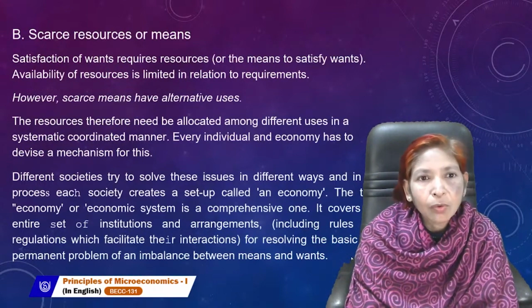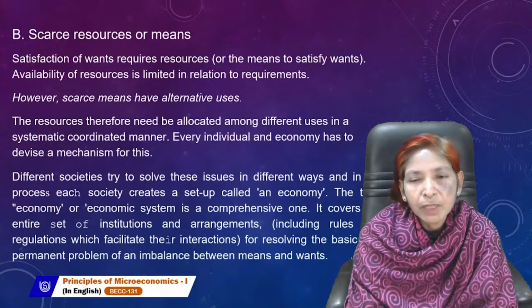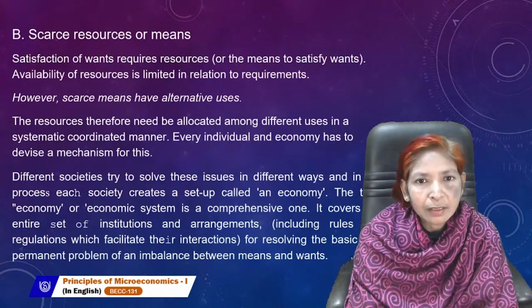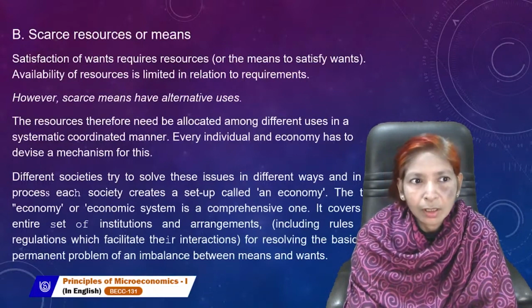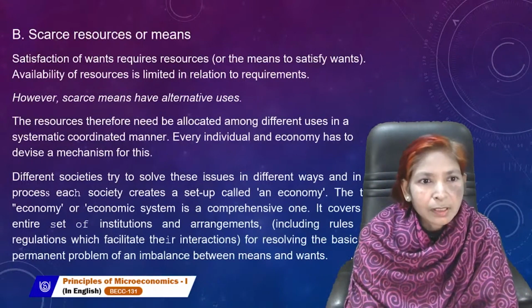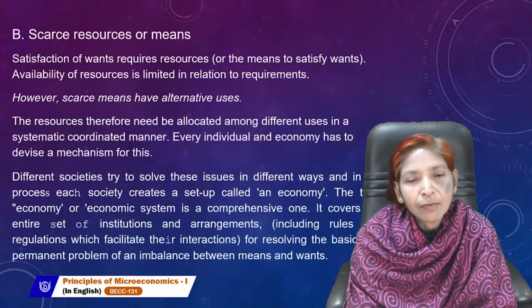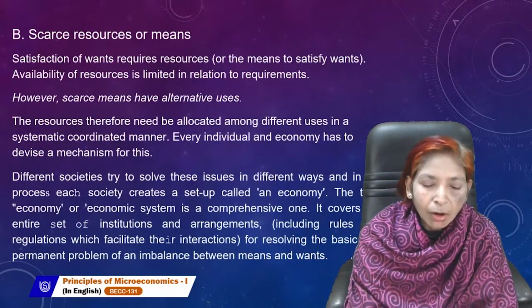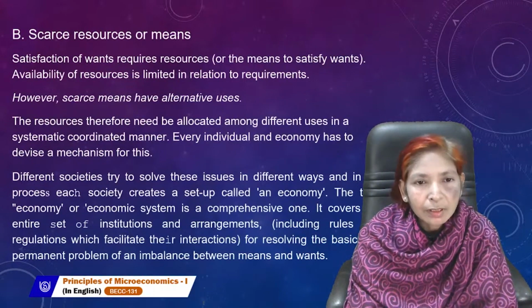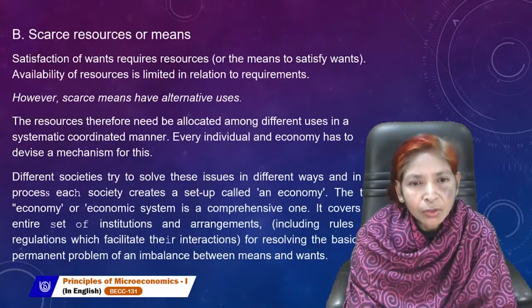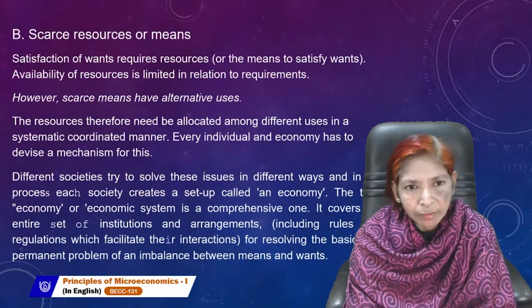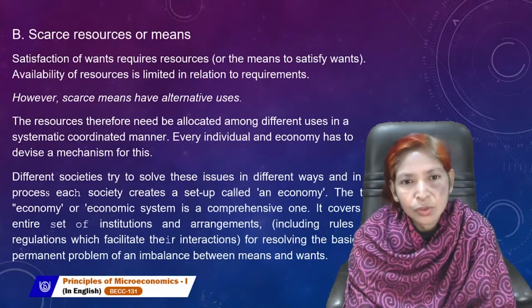Satisfaction of wants requires resources or the means to satisfy wants. Availability of resources is always limited in relation to our wants or requirements. However, scarce resources have alternative uses. What is the meaning of alternative uses? It means we have limited resources, so if we want to satisfy our unlimited wants with the help of limited resources, then we should use the alternative uses of the limited resources.